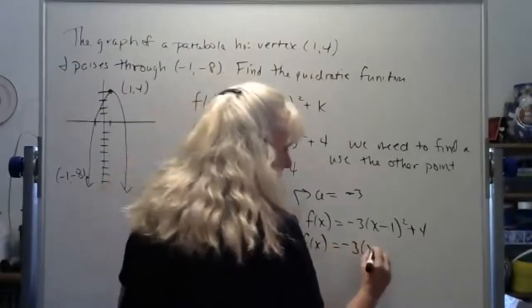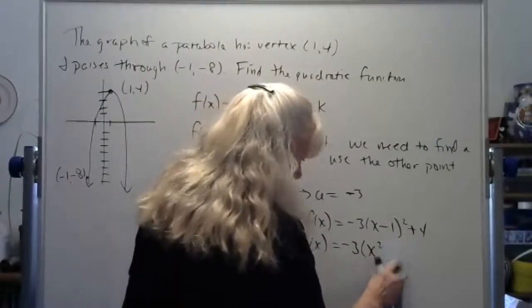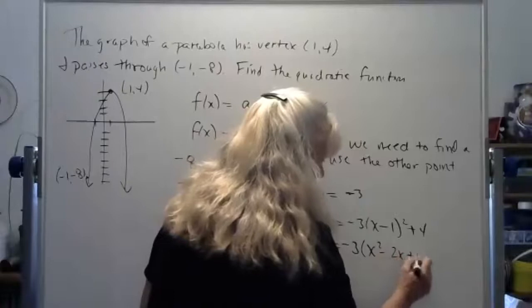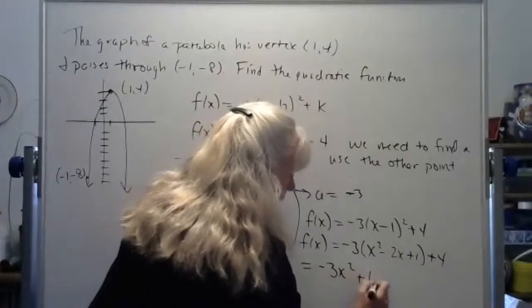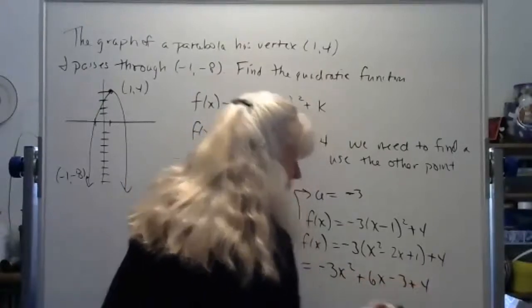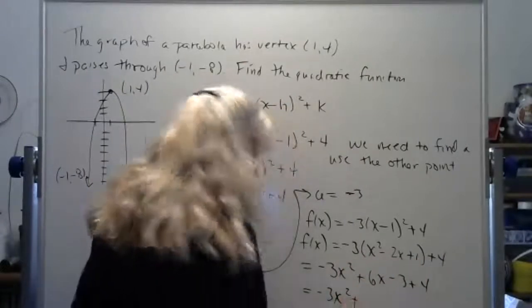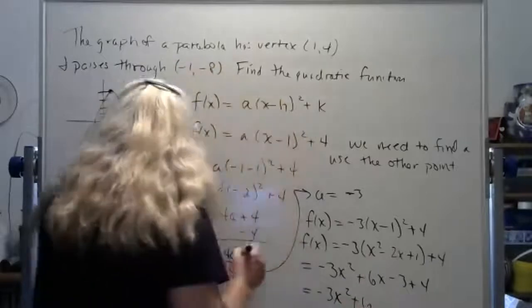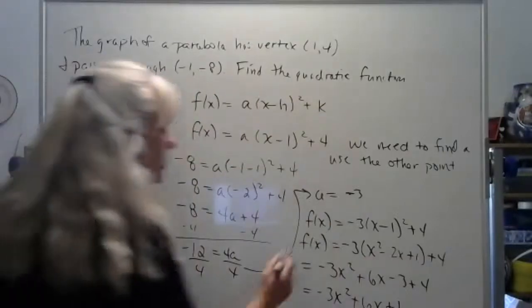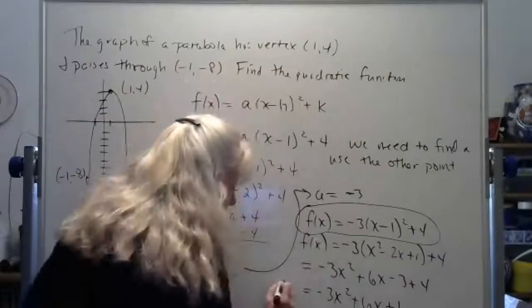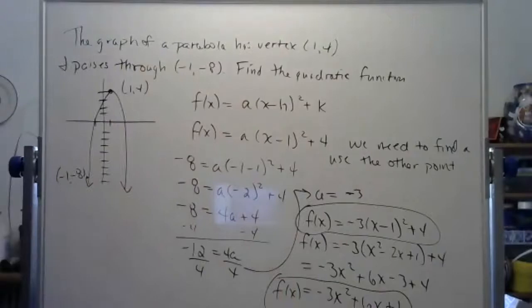So x minus 1 times x minus 1: x squared minus 2x plus 1, and then plus 4. That's -3x squared plus 6x minus 3 plus 4. So I distributed my -3 in, and then I'll combine the last terms. So -3x squared plus 6x plus 1. So this again would be what I call vertex form. This would be standard form. So it just depends on what they want on that homework.